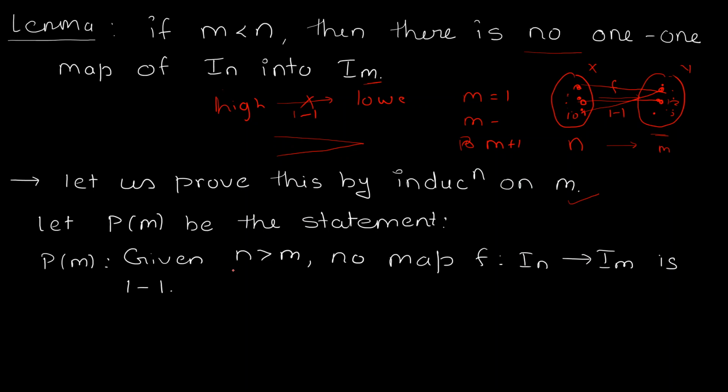Given n greater than m, there is no map f from I_n to I_m that is 1-1, where n is again greater than this m. So from a higher number of elements to a lower number of elements, there does not exist a 1-1 map. This is what we want to prove.